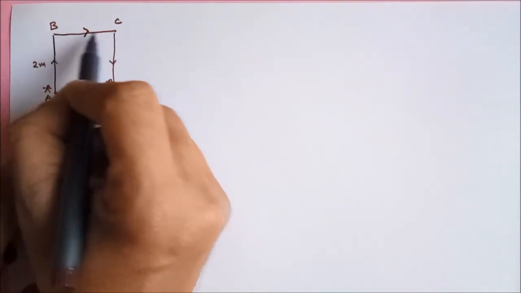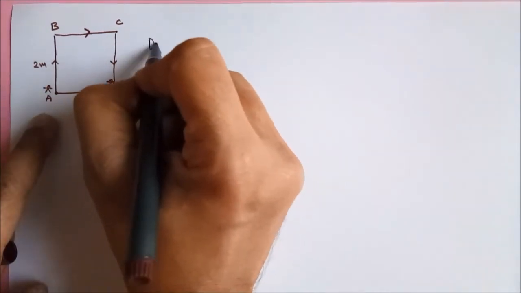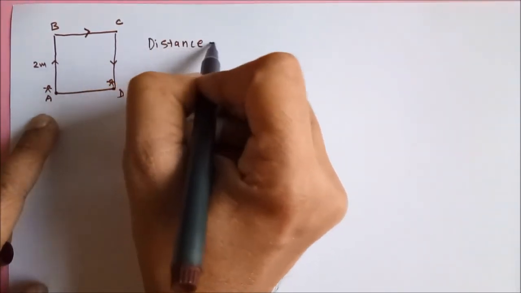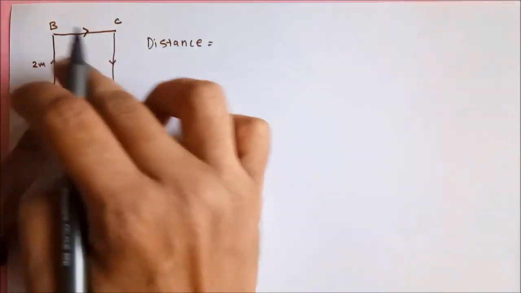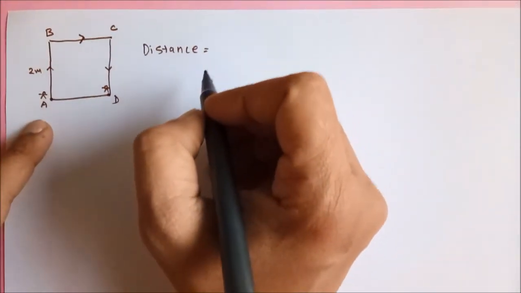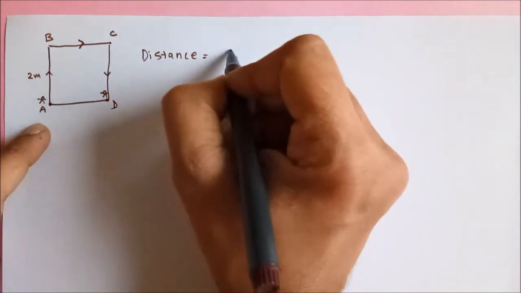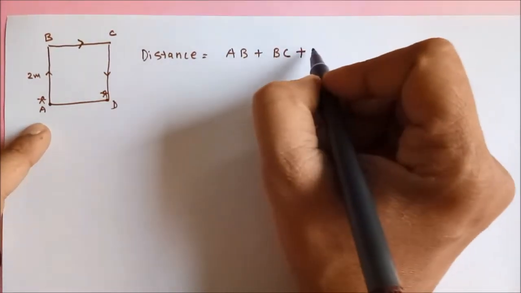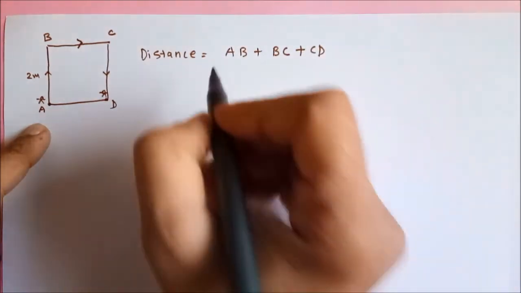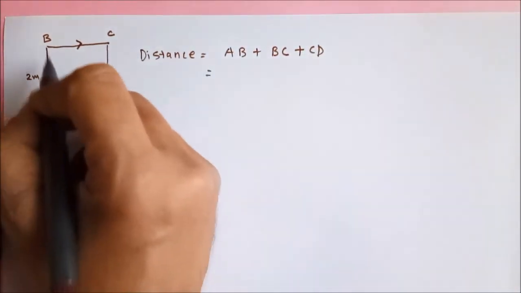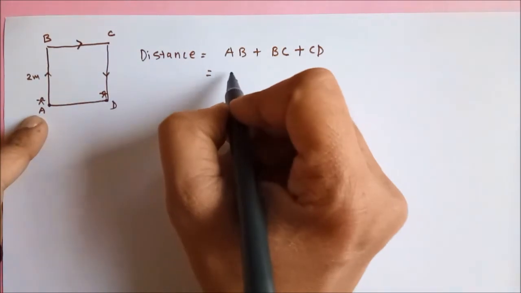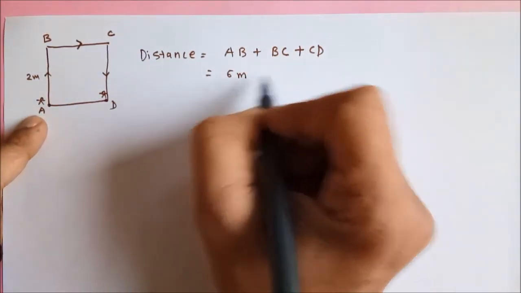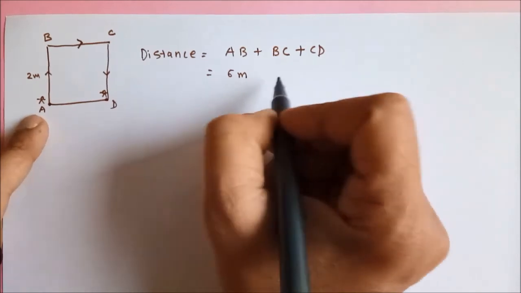So the distance would be the length of the path. So the distance would be the sum of all the lengths. So that would be equal to AB plus BC plus CD, and if you add it up, you will get your answer as 2 plus 2 plus 2. So that is 6 meter. It's a scalar quantity, it will not have any direction.